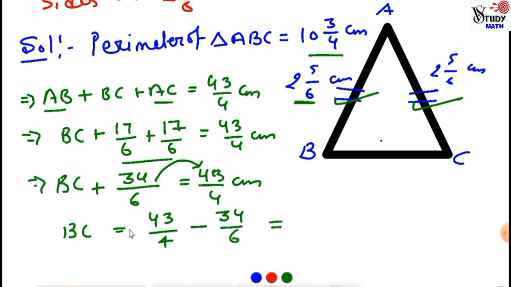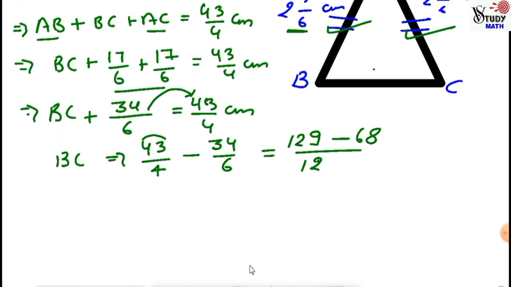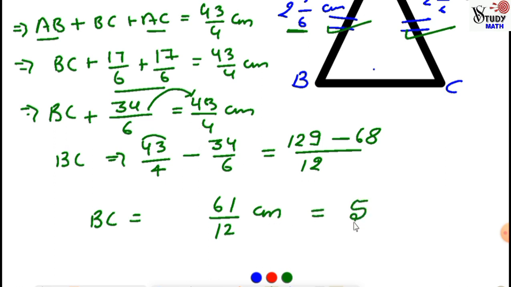Now take the LCM, which must be 12. So 4 3s are 12, and 3 is multiplied here: 3 3s are 9 and 12. Negative 6 2s are 12, that is 68 over 12. Now solve this further. Subtract this, so BC will be equal to 1 and 6 upon 12 centimeter, or the answer will be in mixed fraction. So 5 12s are 60, 1 is the remainder, 12 is the denominator. So this will be the answer in centimeter.